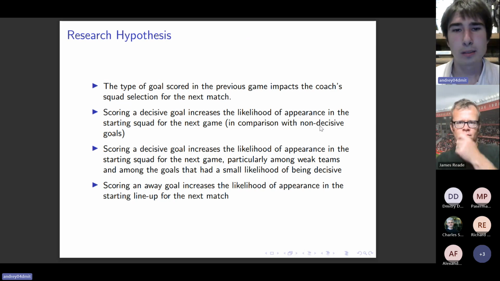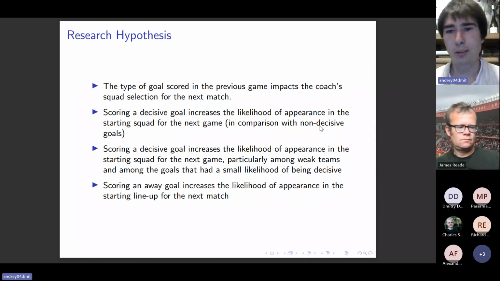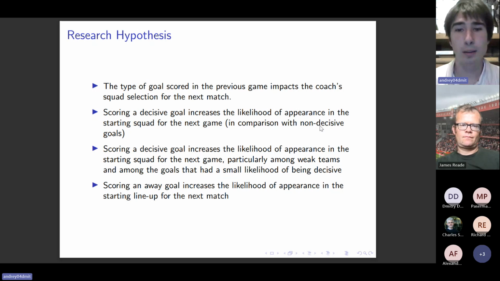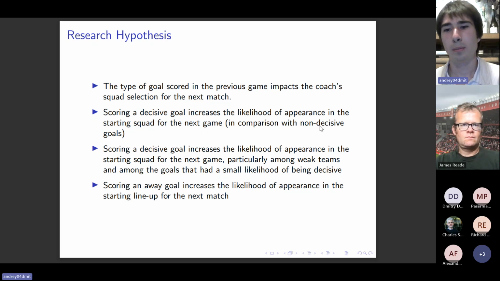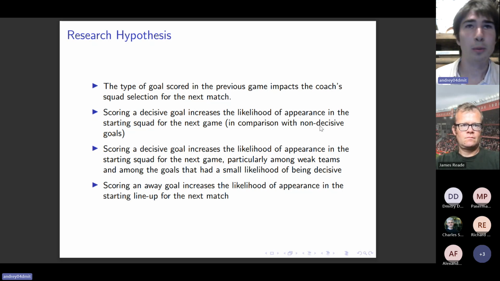The last hypothesis: scoring an away goal increases the likelihood of appearance in the starting lineup for the next match. So there are home goals, away goals. Why should away goals be more valuable for the coach? I'll explain it to you later, and we'll check this hypothesis.